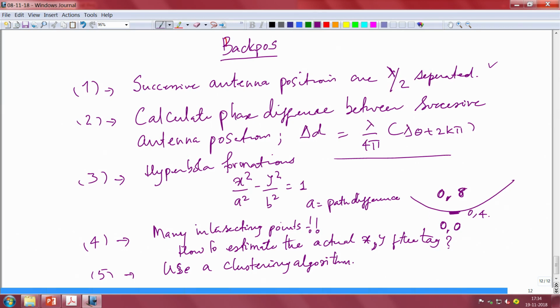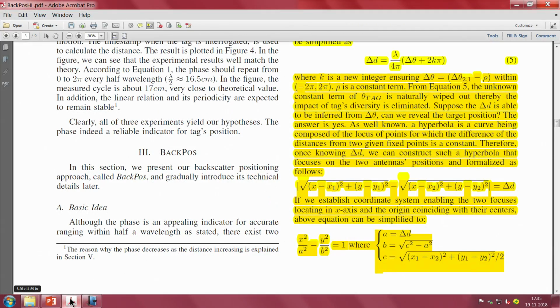The question is, how do you actually estimate the actual xy of the tag if you have so many intersecting points? As I mentioned, one simple way is to try and use a clustering algorithm, and one such clustering algorithm is indeed DBSCAN. DBSCAN is a very popular clustering algorithm, and we can go back and look at how this DBSCAN works in a few moments. But before that, let us see if there is any further discussion.